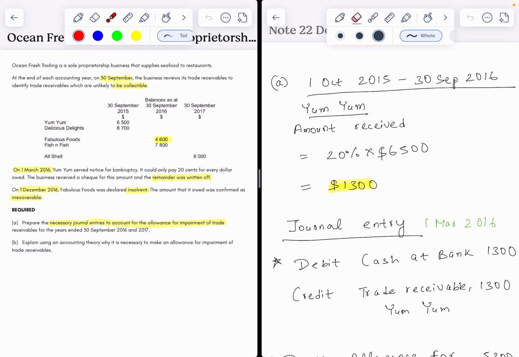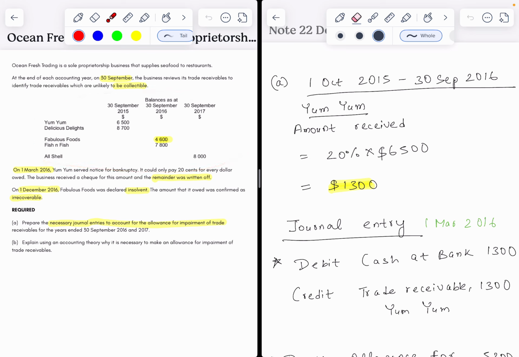Ocean Fresh Trading is a sole proprietorship business that supplies seafood to restaurants. At the end of each accounting year, on 30 September, the business reviews its trade receivables to identify trade receivables which are unlikely to be collectible. So here you can see we are given some information for customers.